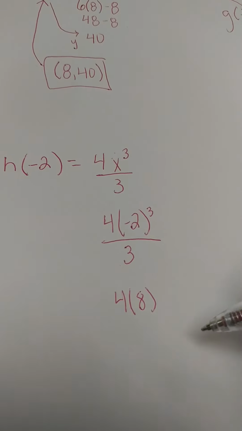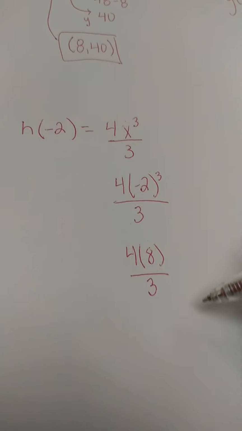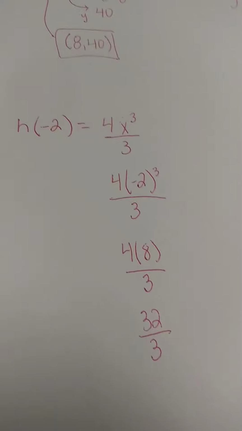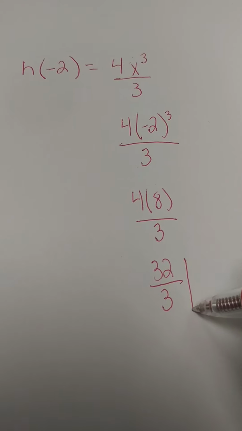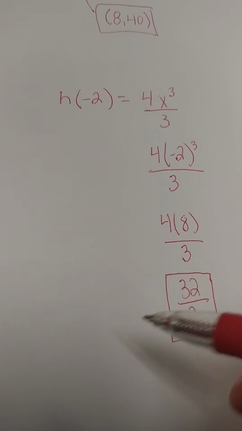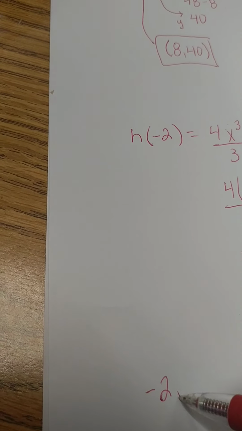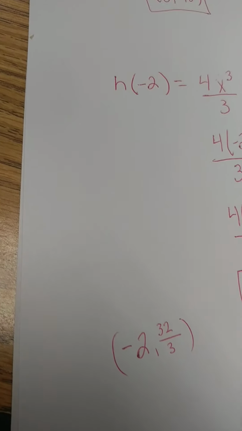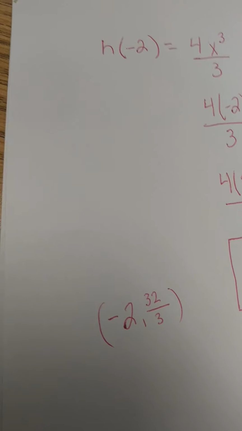2 to the third is 8. That gives you 32 over 3. That does not divide cleanly. Leave it alone. That's your answer. Again, on the ACT, you may see it written like this. That's okay. Fractions exist in real life. You're allowed to have those answers.